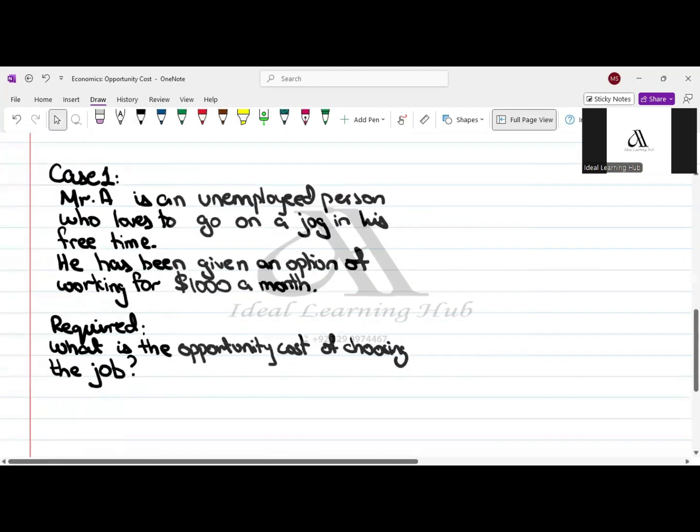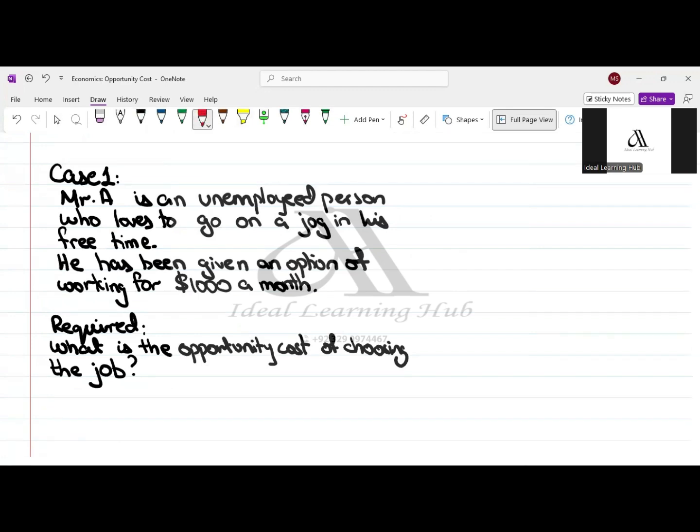That's quite an easy question. Mr. A is an unemployed person. I'm highlighting a few things so that it's easy. Mr. A is an unemployed person who loves to go on a jog in his free time. He has been given an option of working for $1,000 a month.